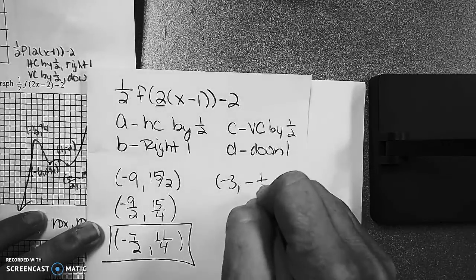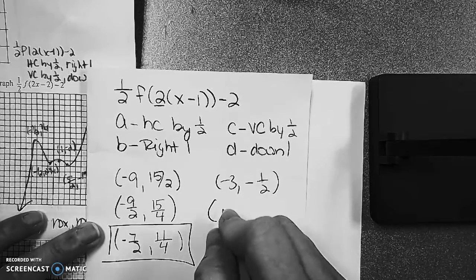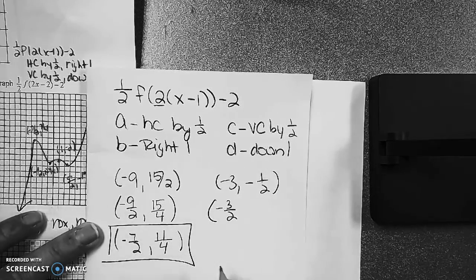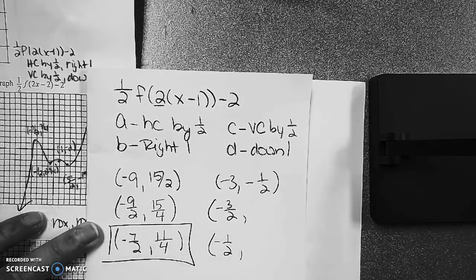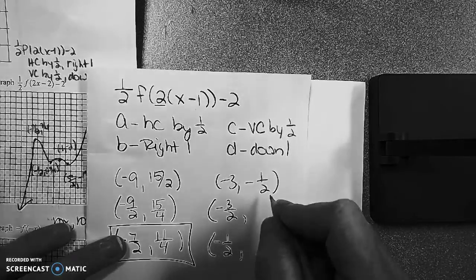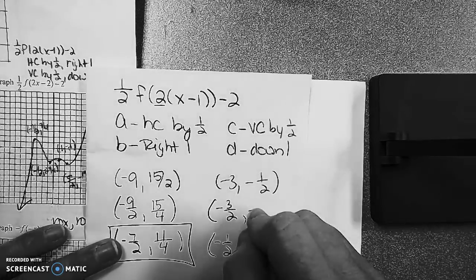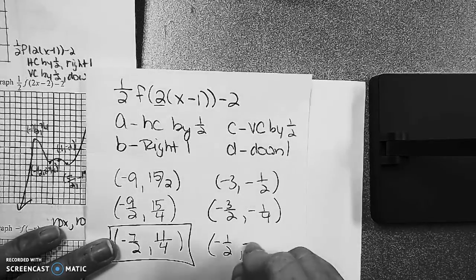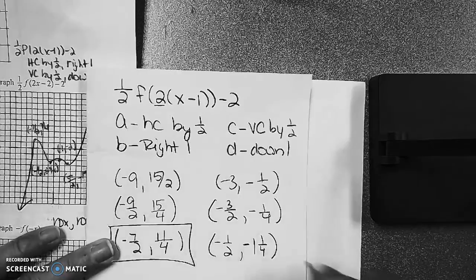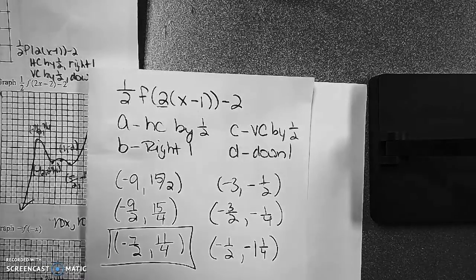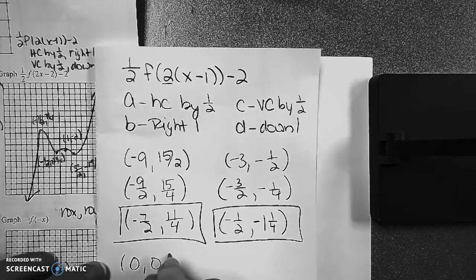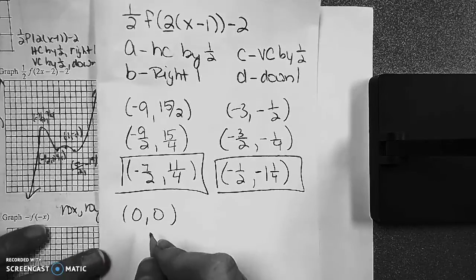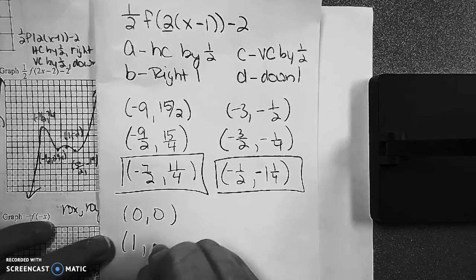-3, -1/2. Horizontal compression by 1/2 will make that become -3/2. Right 1 means I'm adding 1, so it becomes -1/2. -1/2 times a vertical compression of 1/2 would be -1/4. Down 1 would be -1 1/4, or -5/4, however you choose to write that. And there's my point. All right, 0, 0. The compressions and stretches will not affect it. So it'll be right 1 and down 1.